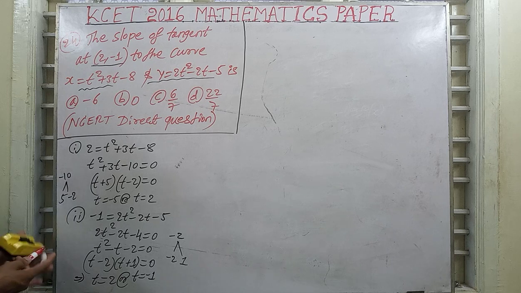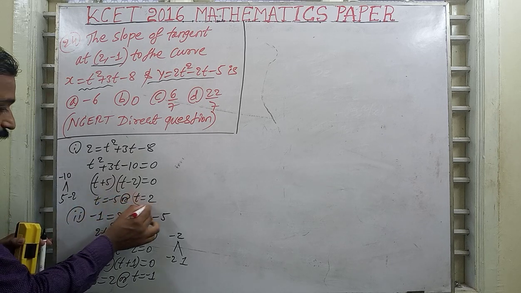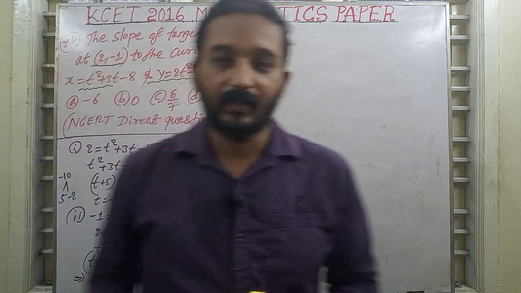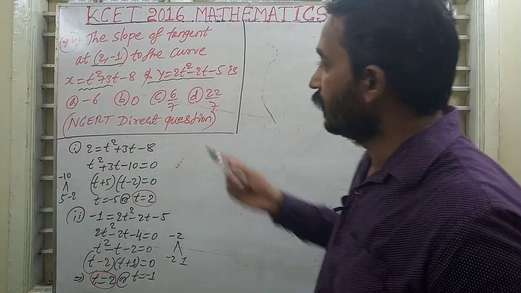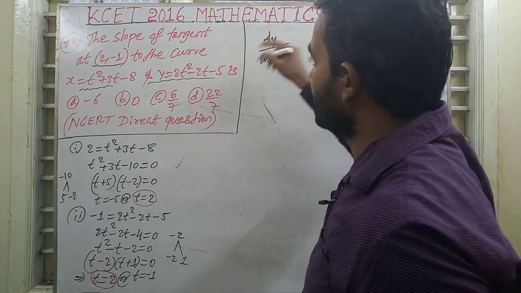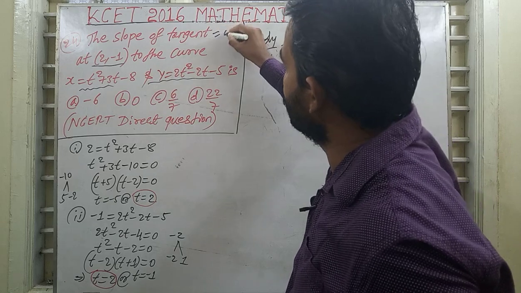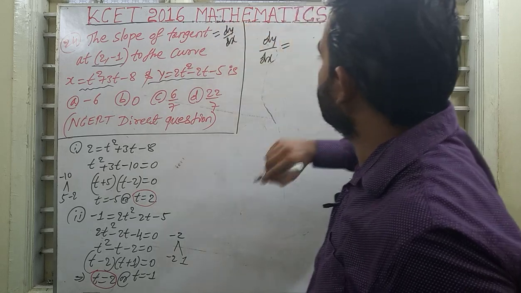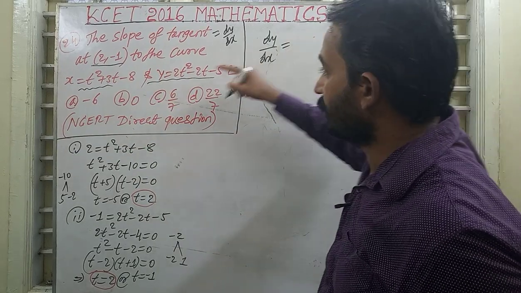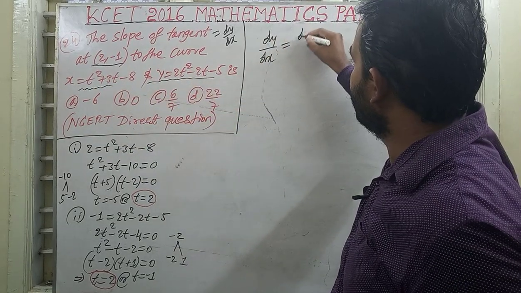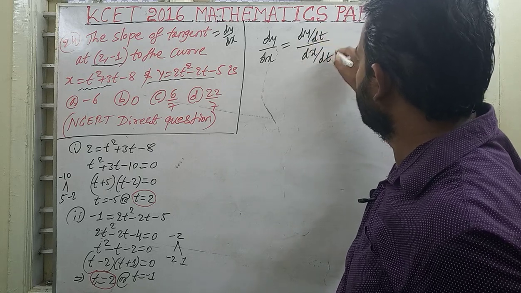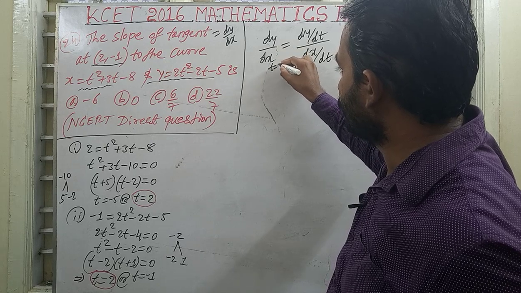Here the common term is t is equal to 2. We have to find dy by dx at t is equal to 2. So now let us take dy by dx. dy by dx is the slope of the tangent. Since x and y are in parametric form, we have to work in the parameter t, so dy by dt divided by dx by dt, and evaluate dy by dx at t is equal to 2.